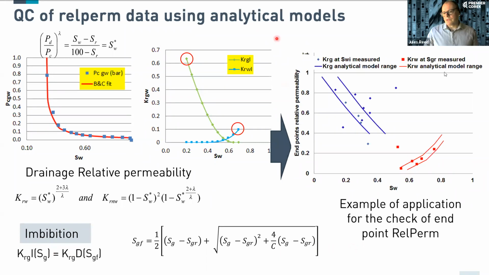And then what you want to do is just compare those endpoints. If you've got various different samples, compare the endpoint data. So this is the KRG at SWI, and this is the KRW at SGR. And you can see some outliers here. These models here were determined from that previous probability curves of data. So those are the bounding curves from those data, and you can see some outliers.